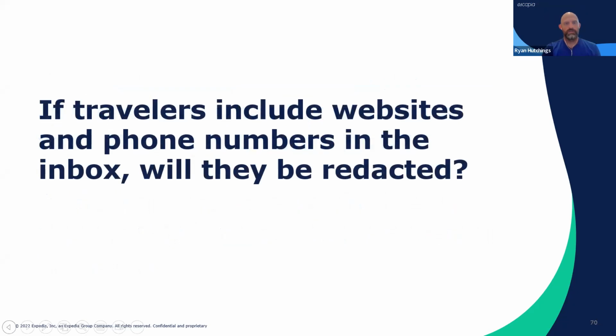Great. And then if travelers include websites and phone numbers in the inbox, will they be redacted? We know there's been a lot of free text questions as far as what happens there. So how does that work? Absolutely. So the short answer is no. However, if they're sending something directly to you, we're not redacting anything through Escapia. However, if you're using a third-party channel, so perhaps it's an inquiry from Vrbo, any of the redaction that happens on the Vrbo side primarily in the inquiry phase would still exist.